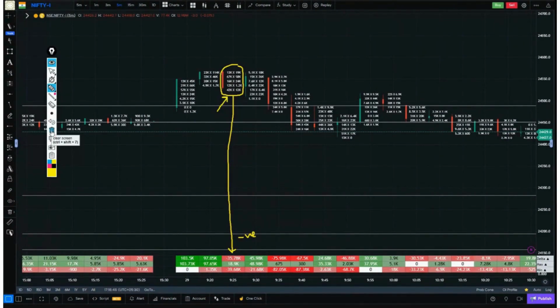Negative delta directly means sellers. Positive delta directly means buyers. Like in this candle, there are more sellers. How many more were there? 5,000. In this candle, there are more buyers. How many more? Near 1 lakh. Understood. Very simple. Now the essence of each candle is coming out to us, like for any candle.